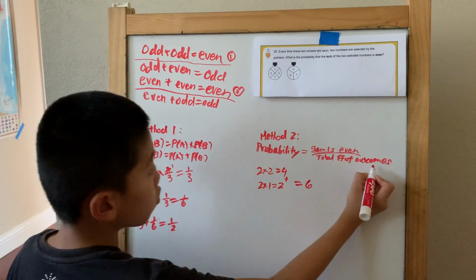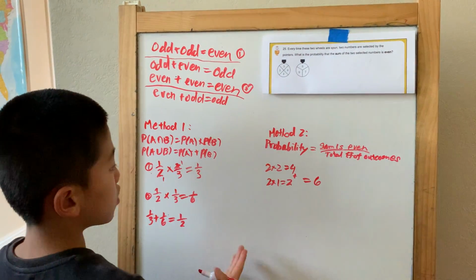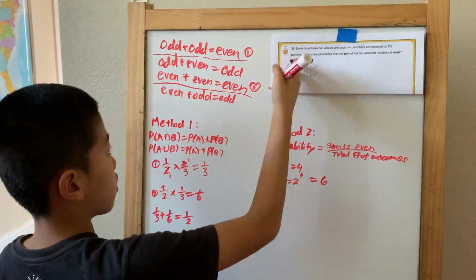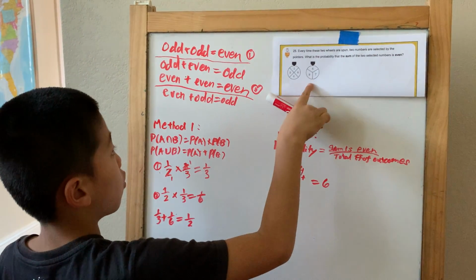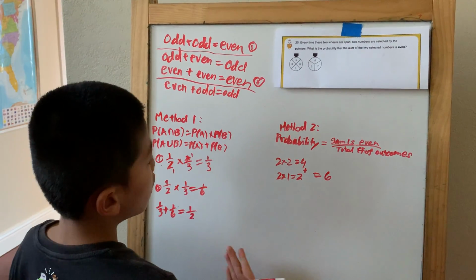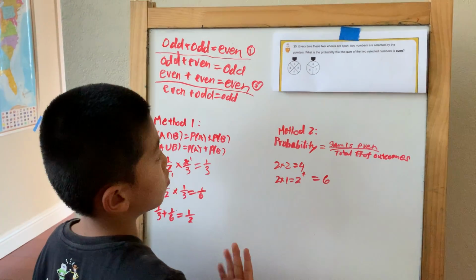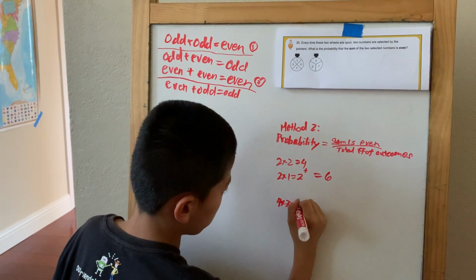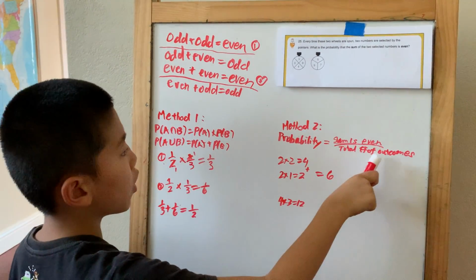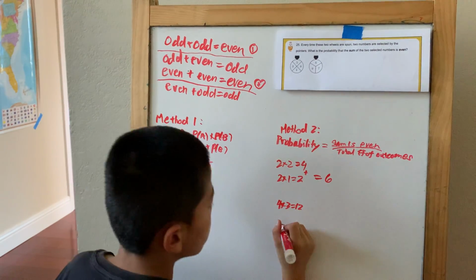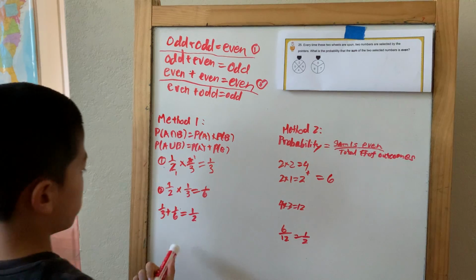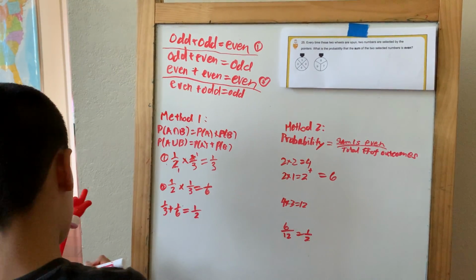Now we have to find the total number of outcomes, which means each number in spinner 1 can be added 1 time to each number in spinner 2. So there are 3 numbers in spinner 2 and 4 numbers in spinner 1, so that is 4 times 3 equals 12. When we plug it back into this equation, we see that it's 6 over 12, which is 1/2, which is what the answer is.